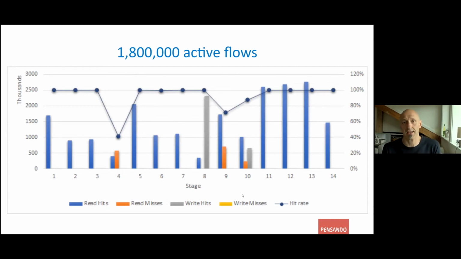Now, if we look at a scenario where we have a larger number of active flows, that's where we start seeing a few misses. Still, most of the stages don't have misses because the tables that are being accessed are small enough to be contained in the cache in each stage. Where we have misses is because we are dealing with tables that depend on the specific flow and that don't fit completely in the cache of the stage.